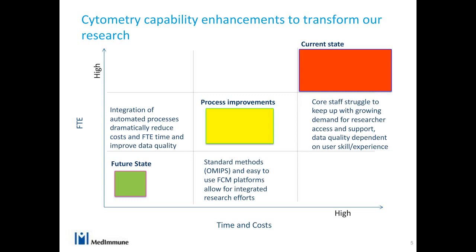Our current state is that our core staff struggle to keep up with the growing demand for researcher access and support, and the data quality generated from our facilities seems dependent on the user skill or experience. We believe that through process improvement and the utilization of standard methods, such as OMIPs published in Cytometry, and easy-to-use flow platforms, we will allow for integrated research efforts and shared research efforts across our large organization. Furthermore, the future state that we're trying to achieve would allow for the integration of automated processes, dramatically reducing our costs and FTE, which is full-time employee time, which can improve the quality of our data.